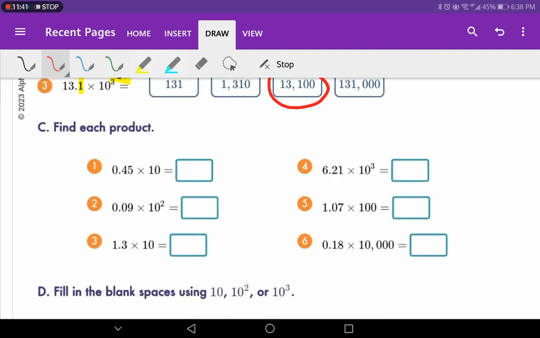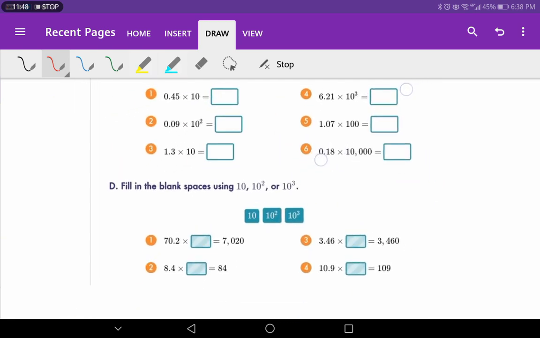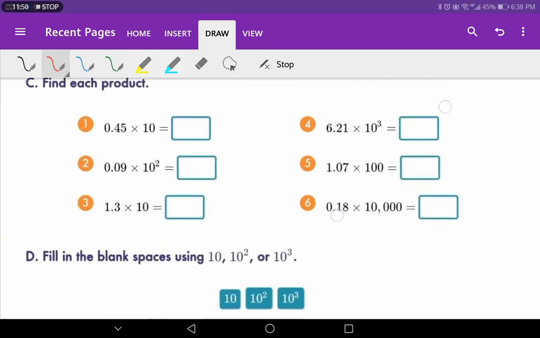I hope so. Now let us work together, my dear student. Easy, listen, yes? Okay, let's go. Now, two digits after the decimal point, I have to move one digit. So the answer clearly is 4.5.